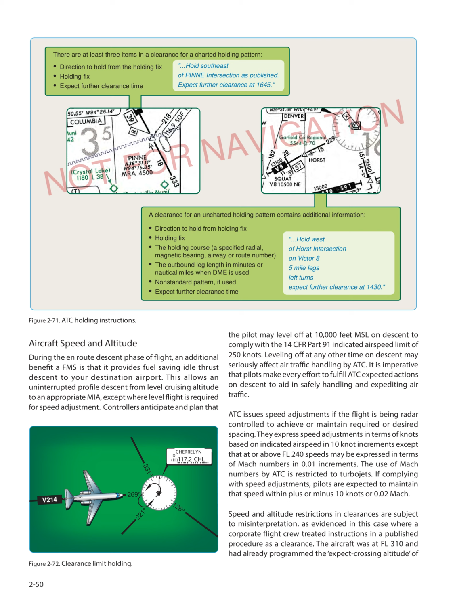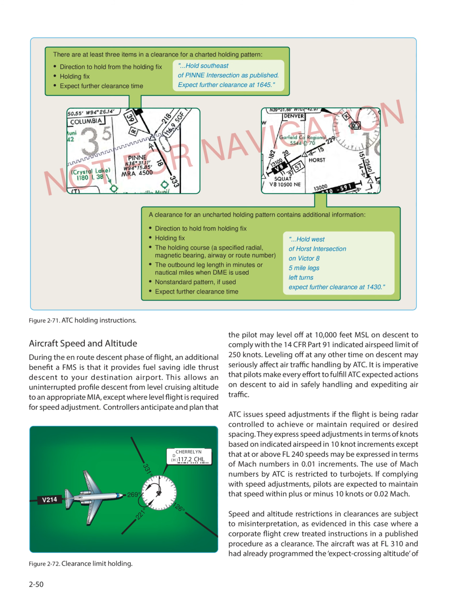ATC issues speed adjustments if the flight is being radar controlled to achieve or maintain required or desired spacing. They express speed adjustments in terms of knots based on indicated airspeed in 10-knot increments, except that at or above FL 240 speeds may be expressed in terms of Mach numbers in 0.01 increments.